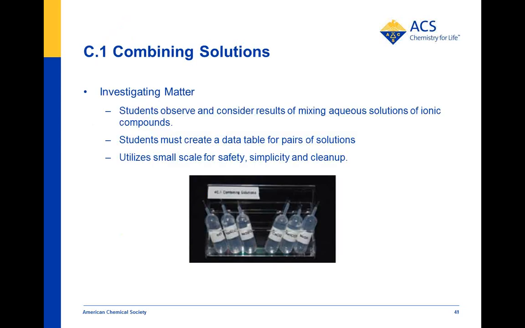So in C1, this can be done on a very small scale, so there's not a lot of waste. It's very simple, it's very safe, and it's very, very effective. My students love this lab. Here we're going to take different aqueous solutions of ionic compounds, and you're going to use small amounts to see which ones produce precipitate and which ones don't.